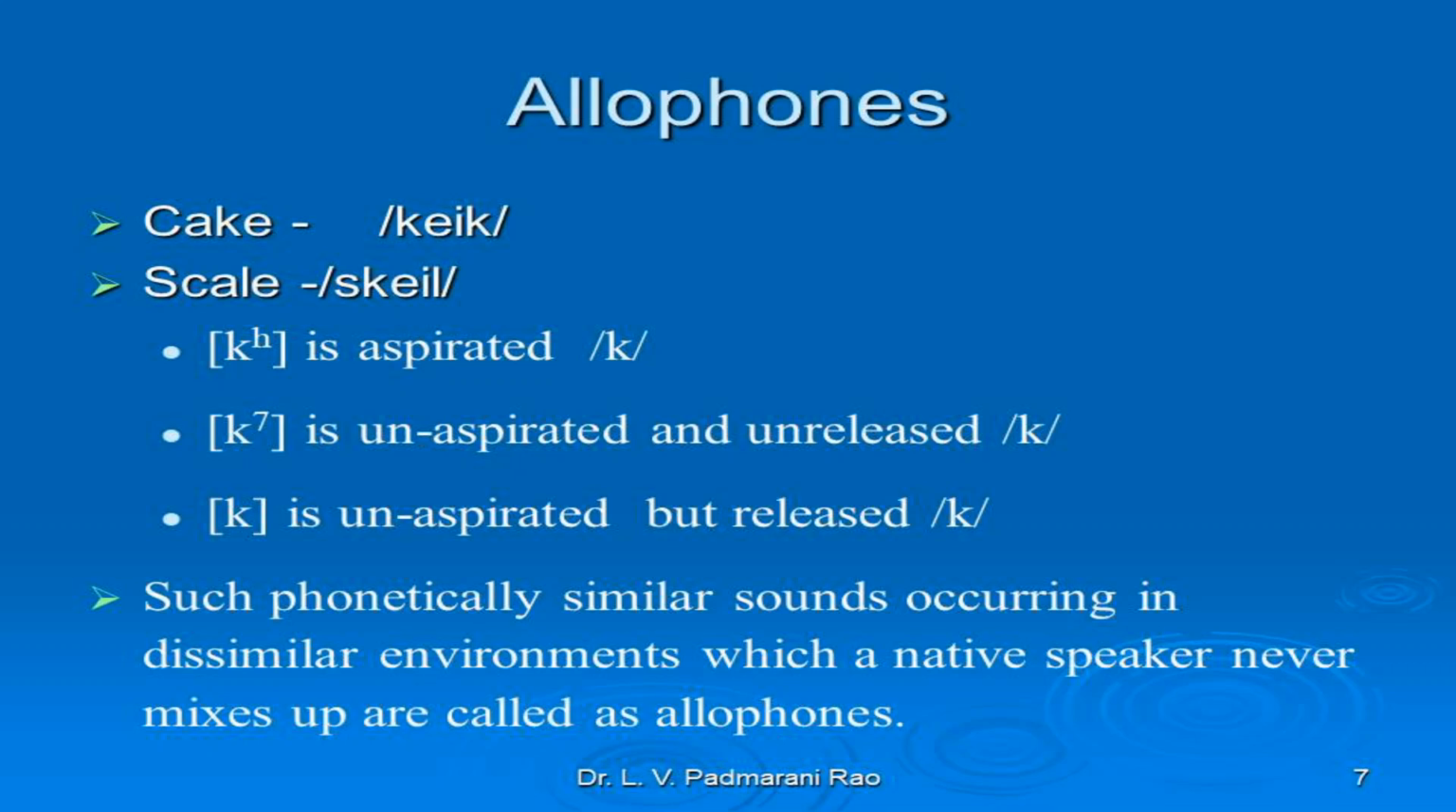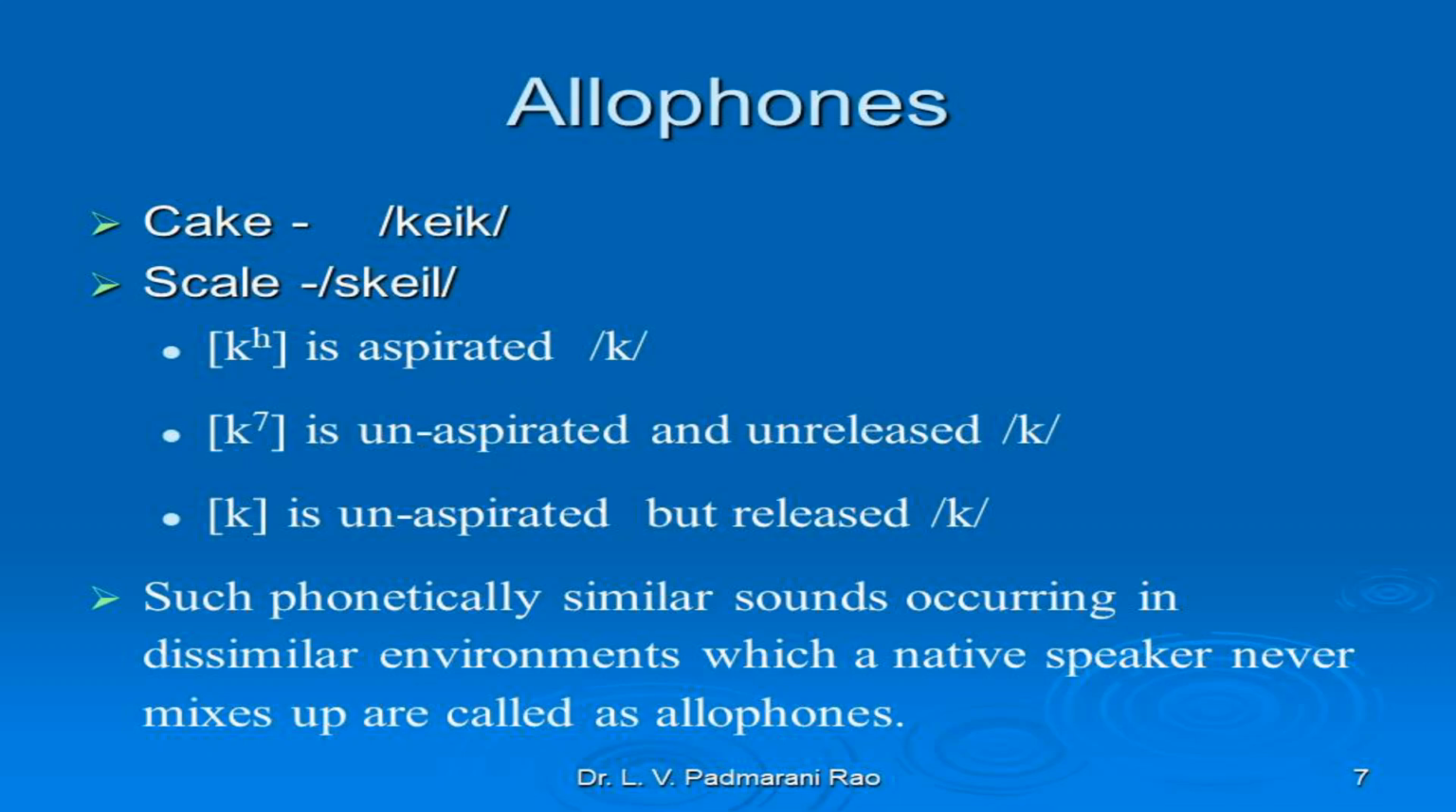The third variety, as you could find in scale, is unaspirated because it is not present in the initial position of the word, but released. Only then you can pronounce and complete the pronunciation of the word. So 3 varieties of k sound are observed: the aspirated variety, the unaspirated and unreleased variety, and third, the unaspirated but released variety. All the 3 varieties that you could see incorporated in the square brackets are all forms of a single phoneme k. They are all phonetically similar because they all are part of the k sound.